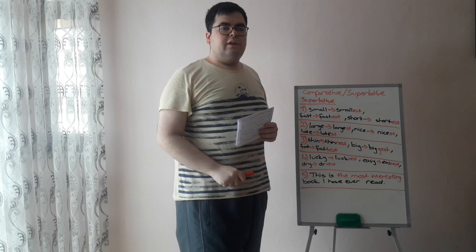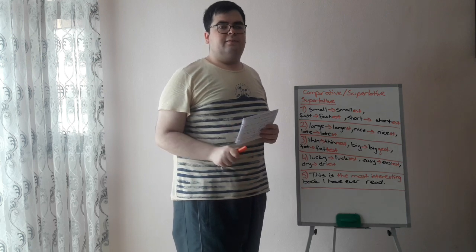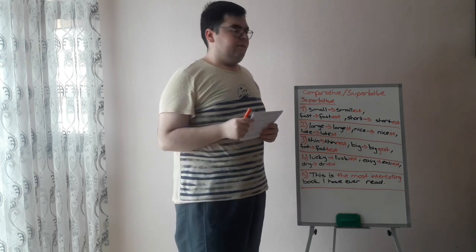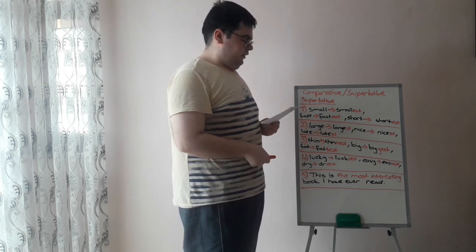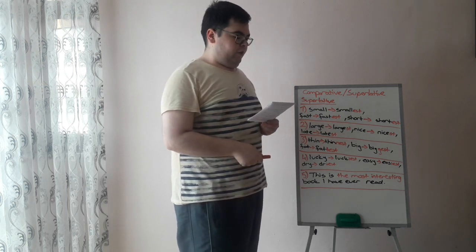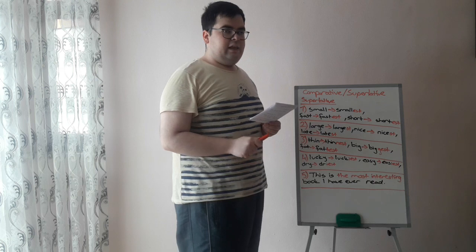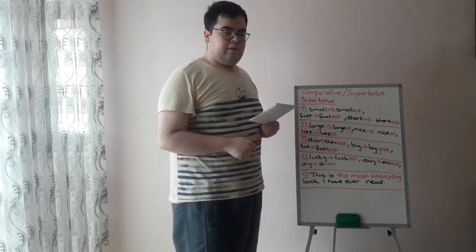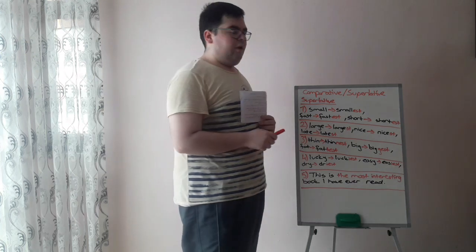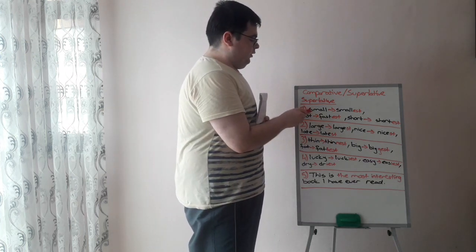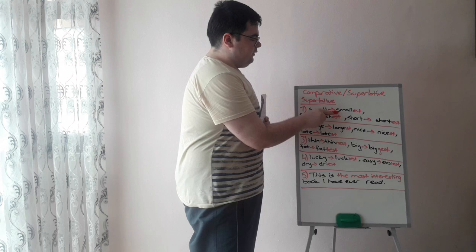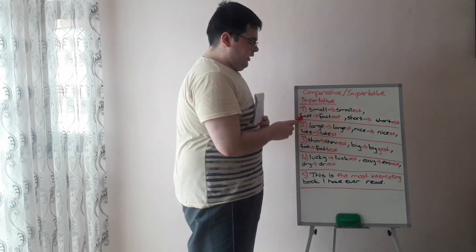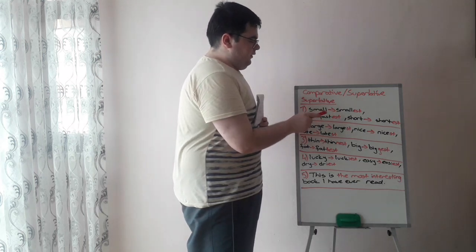In this part of the lesson, we will learn superlative. If you are ready, let's get started. Superlative. To make superlative adjectives, we use EST for most short words, one-syllable words. Let's look at our examples. Small becomes smallest. Fast becomes fastest.